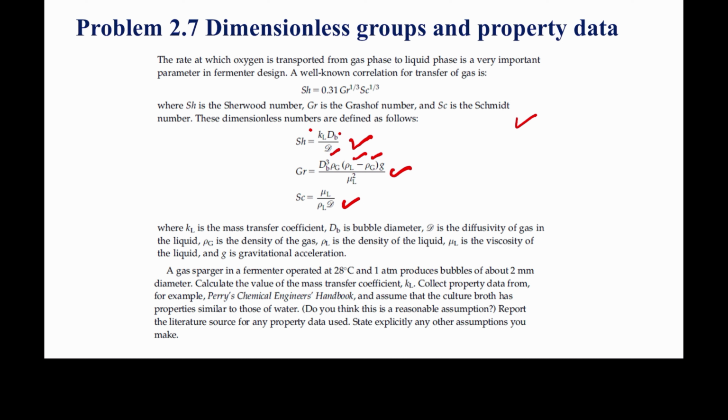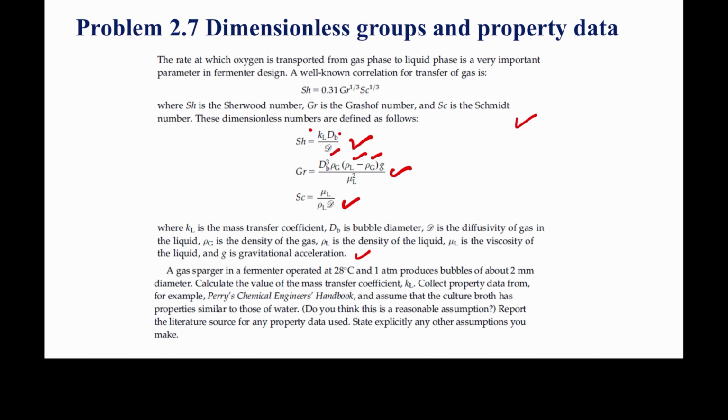Here the definitions, the explanation for each parameter is given. A gas sparger in a fermenter operated at 28 degrees centigrade and 1 atmosphere produces a bubble of about 2 mm diameter. Calculate the value of mass transfer coefficient KL.